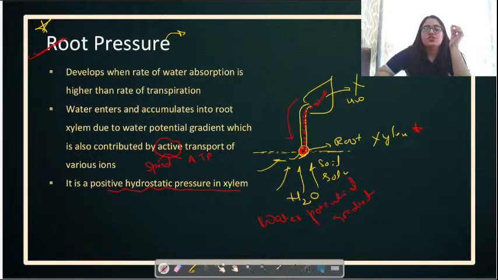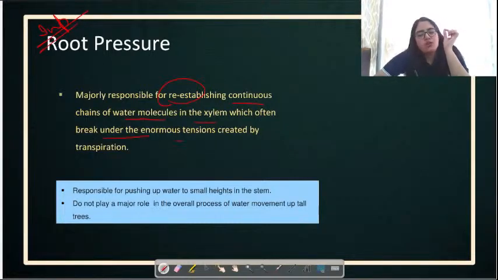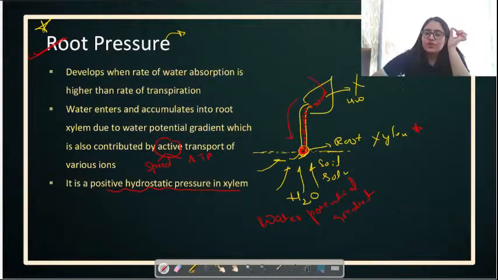So what this root pressure is doing at max, this root pressure is responsible for re-establishing this continuous chain of water in the xylem, which often breaks due to enormous tension created by transpiration. As soon as this water escapes into the atmosphere in the form of vapor, because of this root pressure, the next water molecule will take its place, the next will take the next position.